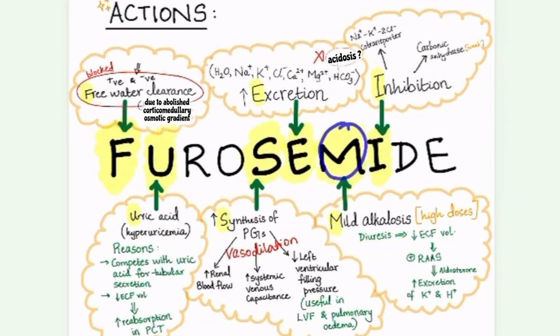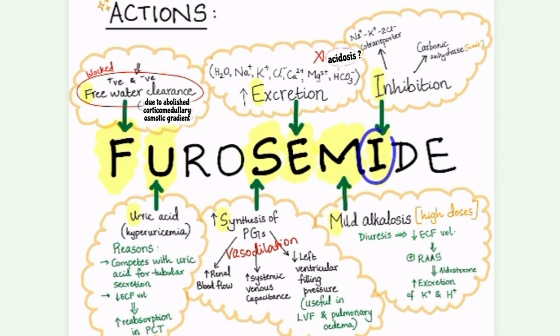M, which stands for mild alkalosis. Now this action is seen only at high doses. Furosemide will cause diuresis, so this will decrease ECF volume and this will stimulate the renin-angiotensin-aldosterone system, and aldosterone will increase the excretion of H plus and K plus ions. Increased excretion of H plus ions will lead to mild alkalosis.